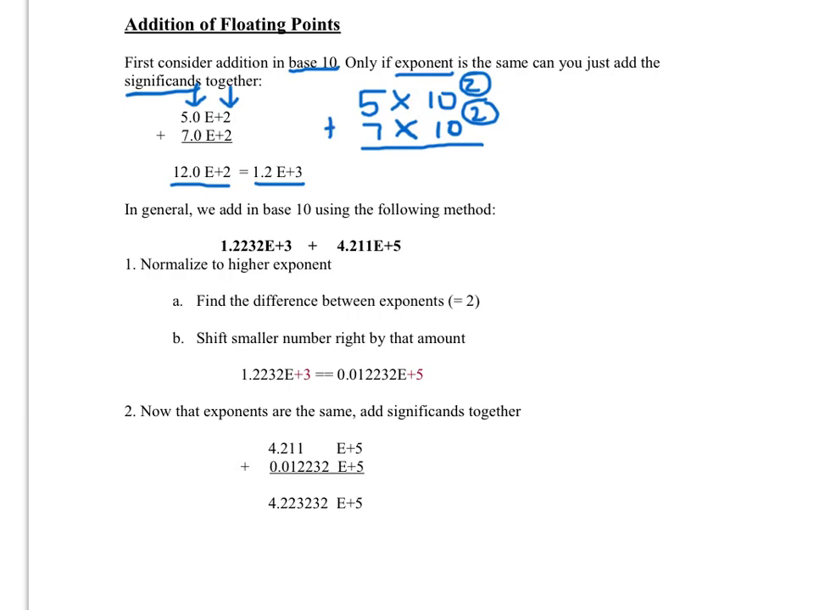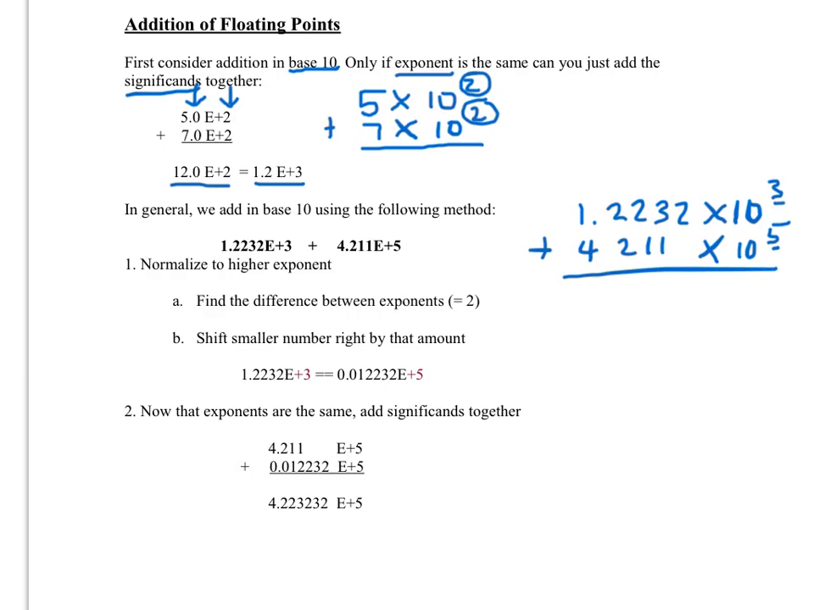Now that worked out all nice and neatly, but what if we wanted to add two numbers with different exponents? This example looks at 1.2232 by 10 to the power of 3, and we're adding it to 4.211 by 10 to the power of 5. The first thing to note is that the exponents are different, and if the exponents are different, then we can't add them directly. So what do we do?